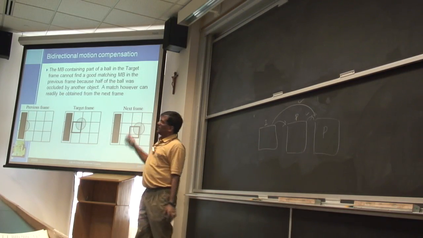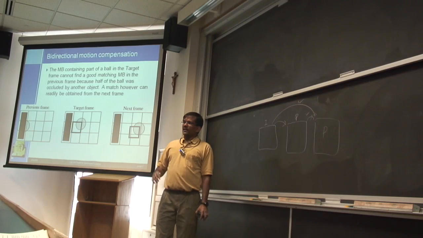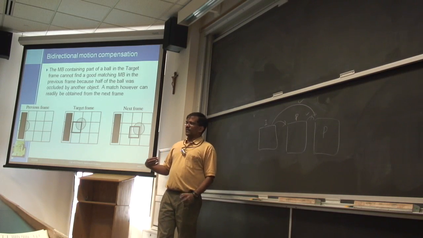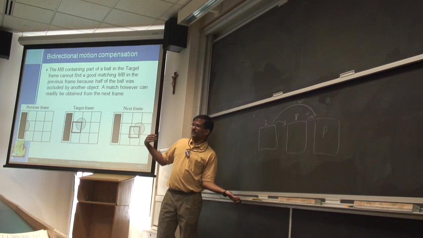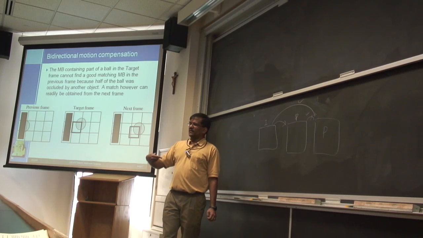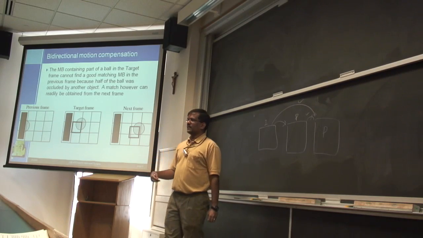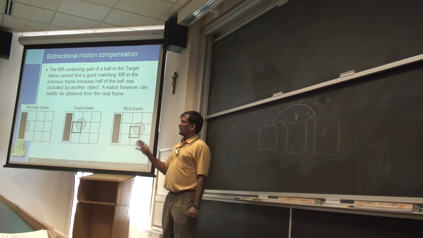The notion of bidirectional comes in where there are some objects where you can't really use the past to predict the future. The future actually predicts what the past was, right? And one example is if something is occluded, right?